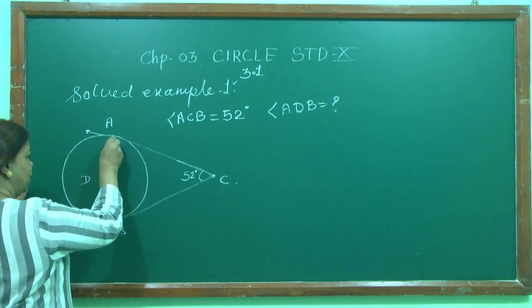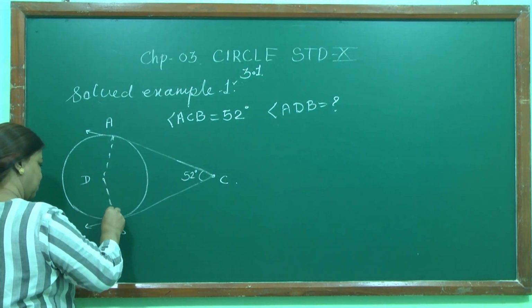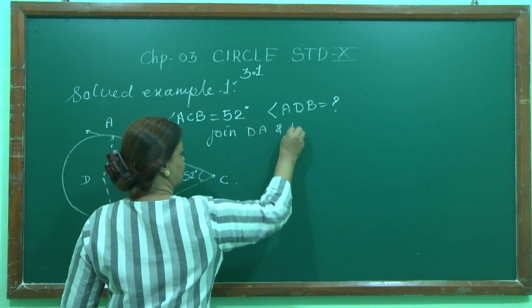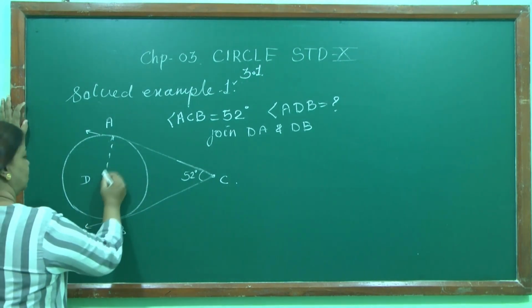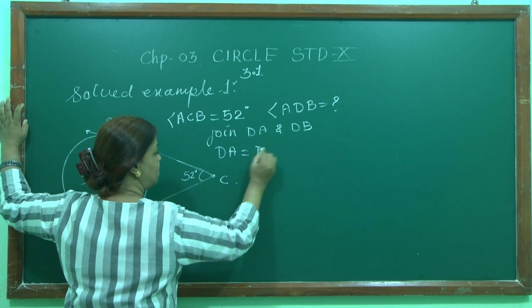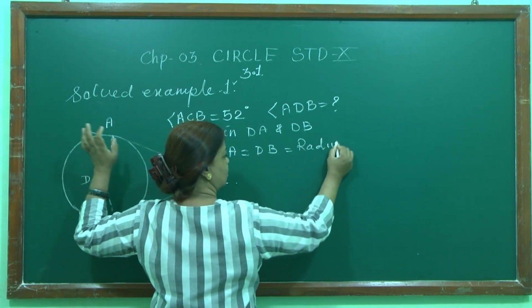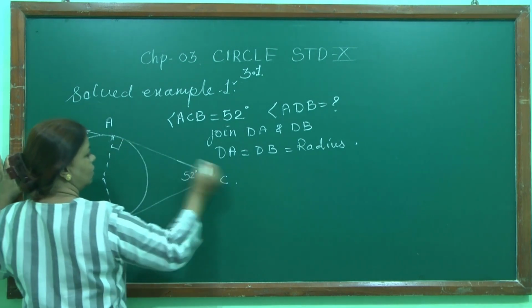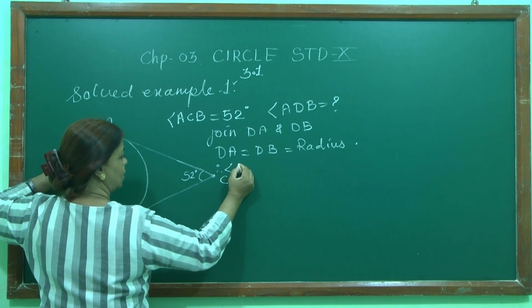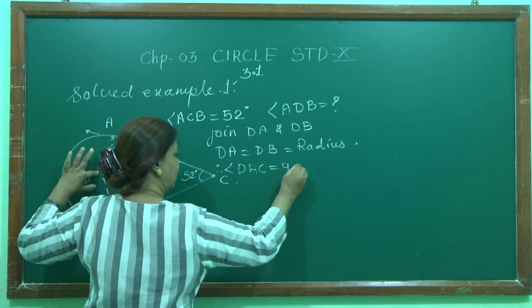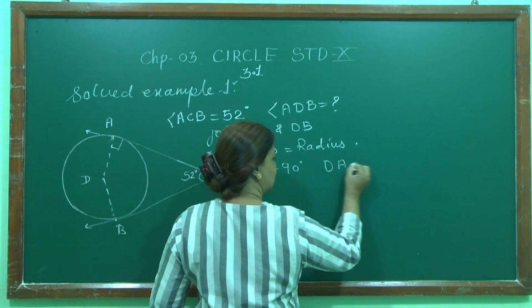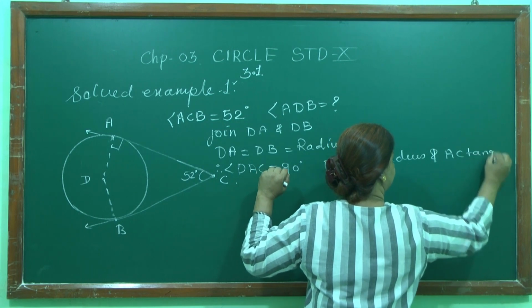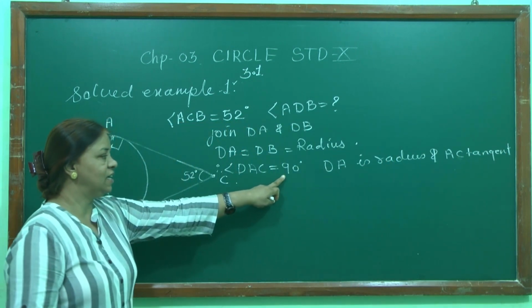So, if I join DA and DB, I will be getting DA is equal to DB as radius. Now see, DA is a radius and CA is a tangent. Therefore, angle DAC is equal to 90 degrees. Reason? DA is radius and AC is tangent, and tangent is always perpendicular to radius, therefore this angle comes as 90 degrees.